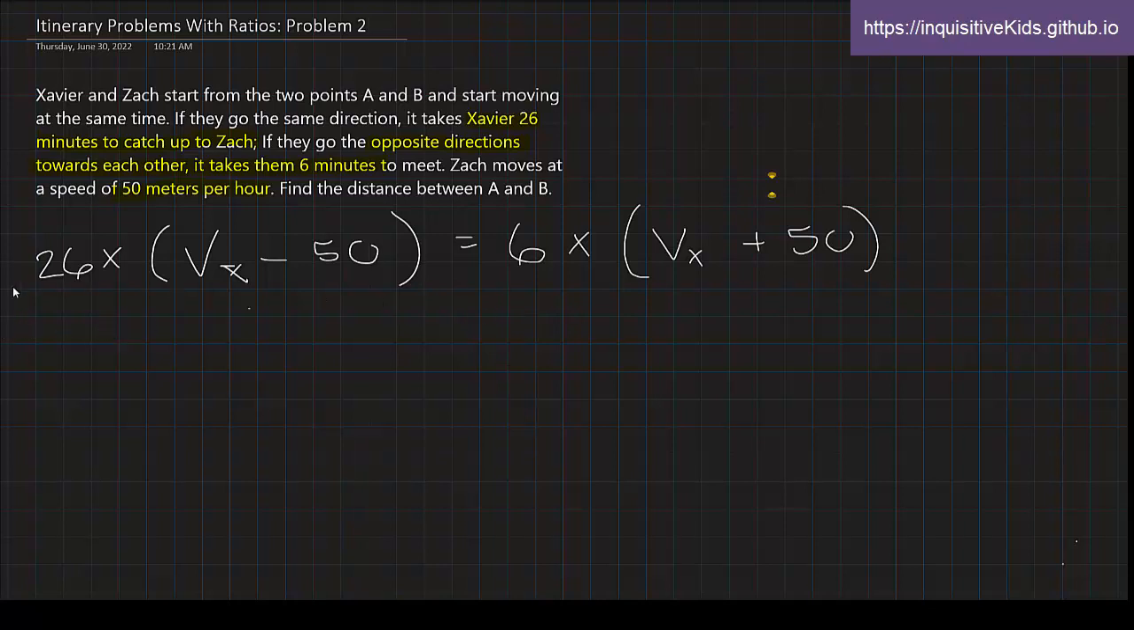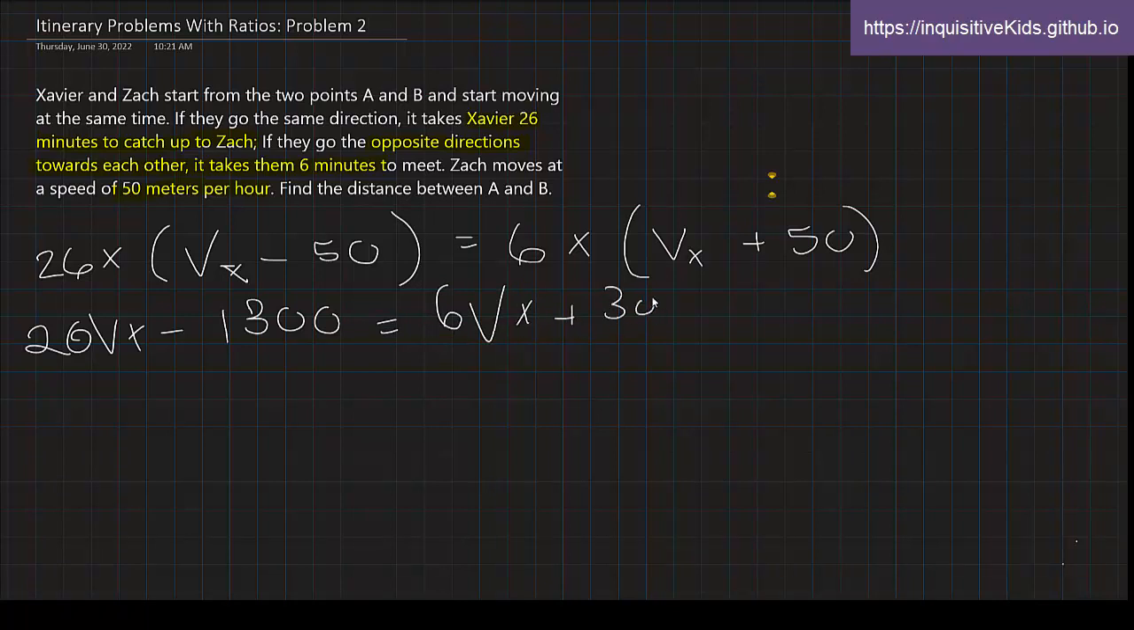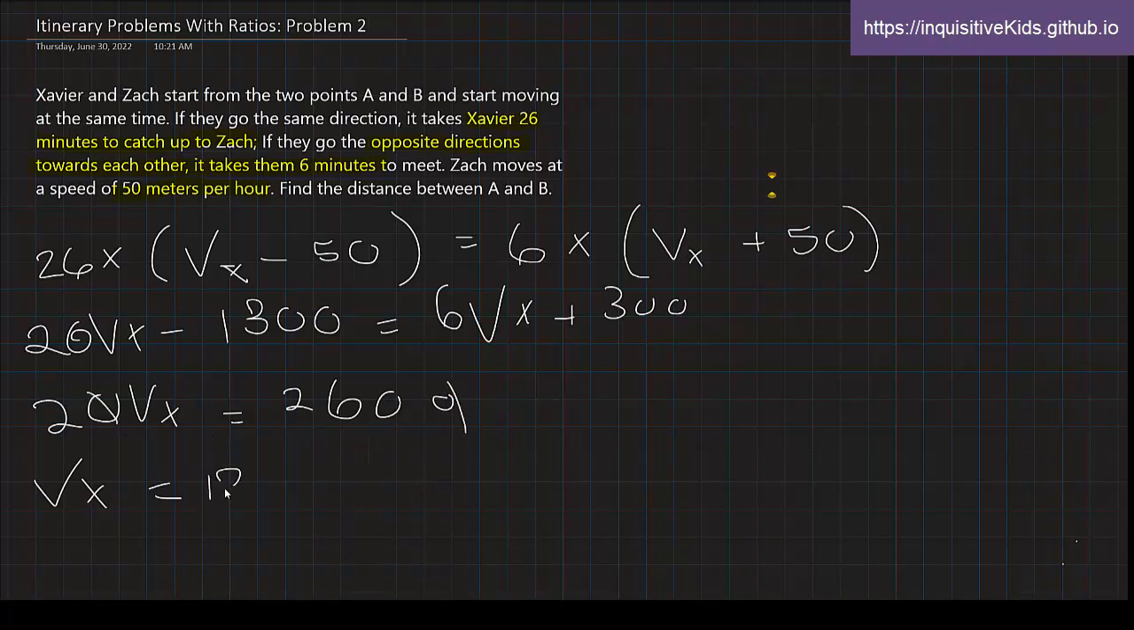Let's first use the distributive property. 26 Vx minus 1,300 is equal to 6 Vx plus 300. We combine like terms and we get 20 Vx is equal to 2,600. So then 1 Vx would be 2,600 divided by 20, right? And then that gives us 130. So Vx goes at a speed of 130 meters per minute.